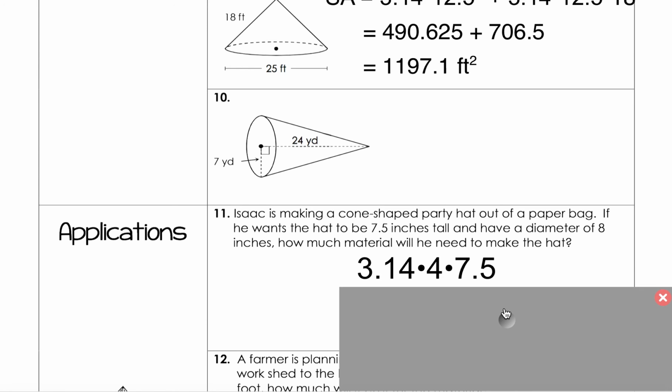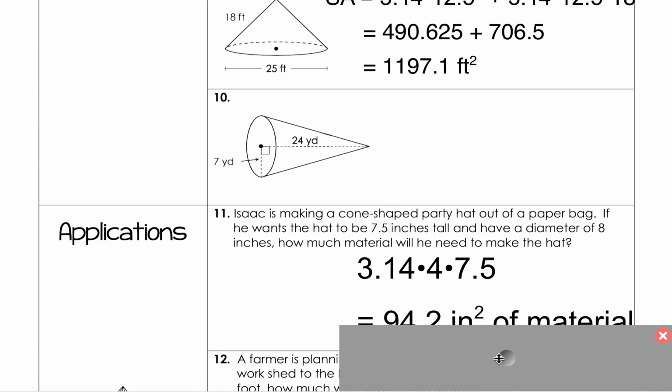And so what I did is I typed in 3.14 times 4 times 7.5. You'll notice that I used 4, not 8, and that's because 8 is my diameter and 4 is my radius. This gives me an answer of 94.2 inches squared of material needed.